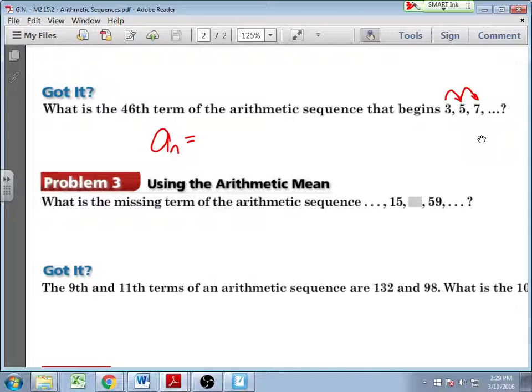Hey guys, I can't hear when you're talking over him, especially when you're doing that. Sorry, go again. 1 plus 2n.